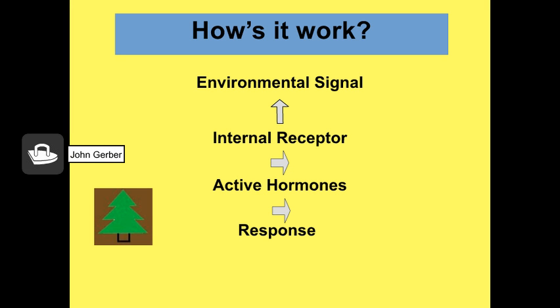And here's how it works. An environmental signal, like shorter days or cooler temperatures in the fall, is perceived by an internal receptor in the plant. The receptor is usually a plant pigment, a biochemical that has color. It's usually in the leaves. This receptor either triggers or produces itself a plant hormone that causes the plant to respond in some way. We're going to take a look at some examples now.